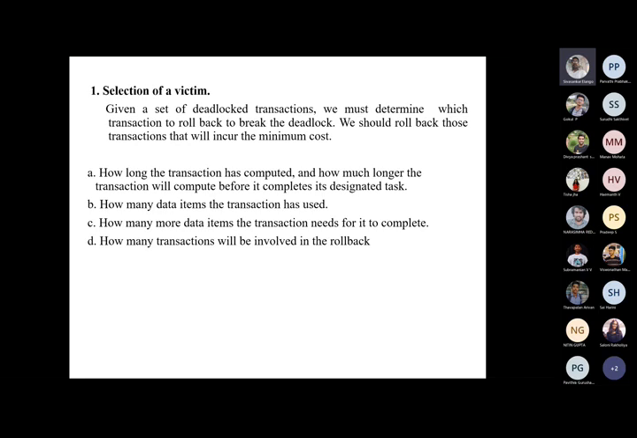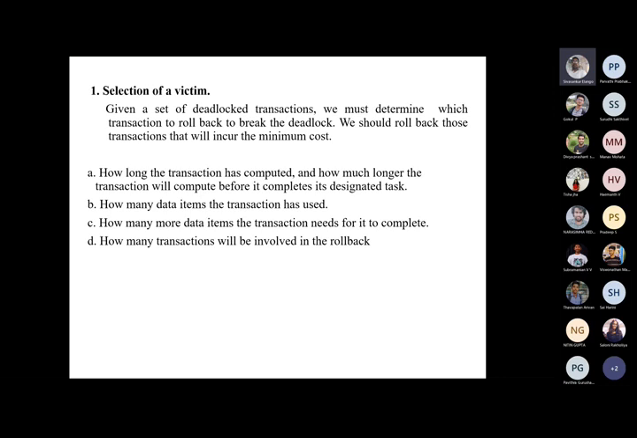The cost is computed by how long the transaction has computed and how much longer the transaction will compute before it completes its designated task. The second criterion is how many data items are being used by the transaction, how many more data items the transaction needs for its completion, and how many more transactions will be involved in the rollback. So you are going to select a victim based on the minimum cost.